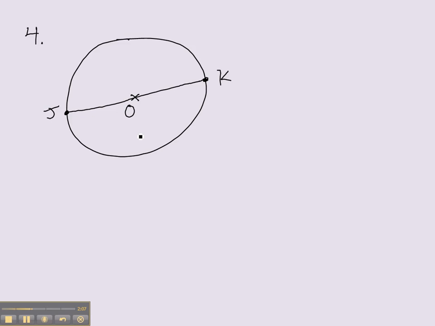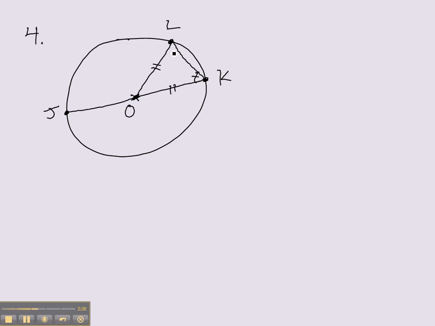We want to answer a question about triangle LOK. So let's say L is here. There's L. So here's our triangle LOK. And notice triangle LOK is isosceles because it's formed using two radii. So that means these angles have to be congruent, isosceles triangle.